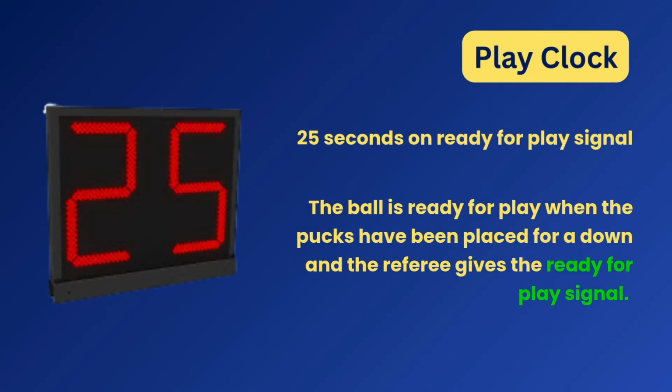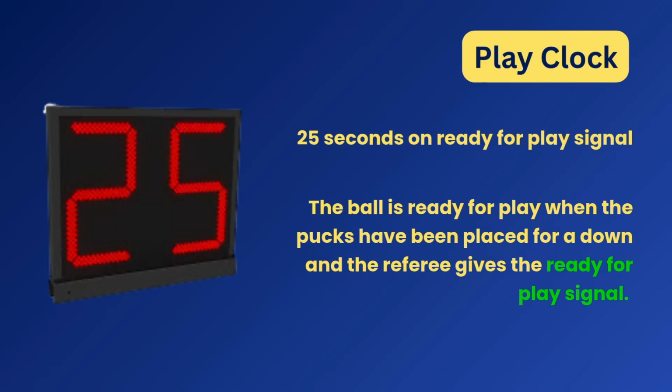Our play clock is 25 seconds for NFHS flag football, and it starts on the ready for play signal. So when the referee has put down the pucks, the orange and the yellow puck, you will see them back up into their position and blow the ready for play whistle. So they will blow a whistle before each play. Make sure if you're on offense that you're not snapping the ball until the referee blows the whistle.